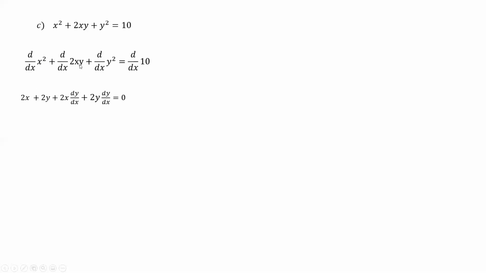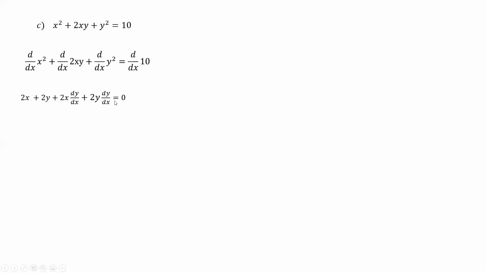The product rule, derivative of the first times the second, that's where the 2y comes from. The first times the derivative of the second, the first being 2x, and the derivative of the second being dy dx. Derivative of y squared, we've seen that a few times now. Derivative of y squared is 2y, and that gets chained with dy dx. The derivative of 10 is just 0.